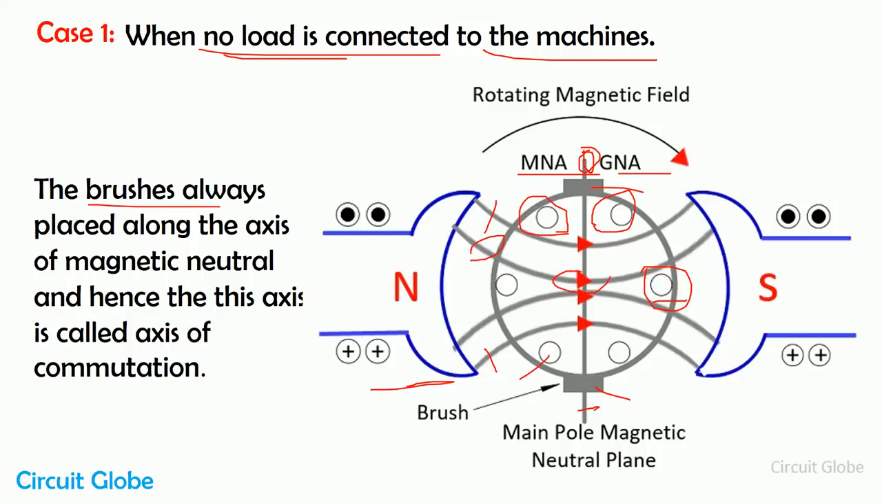One more thing, friends: as you all know, brushes are always placed along the magnetic neutral axis of the system. Here you can see the magnetic neutral axis and the geometrical neutral axis coincide with each other. That axis is also called the axis of commutation, because we are placing our brush and commutator on that axis. So it is another name for the magnetic neutral axis.